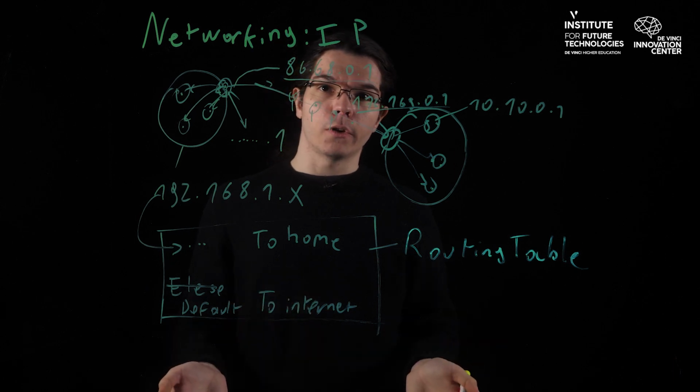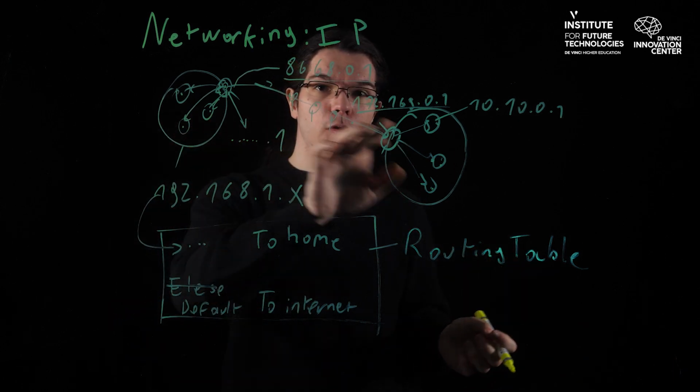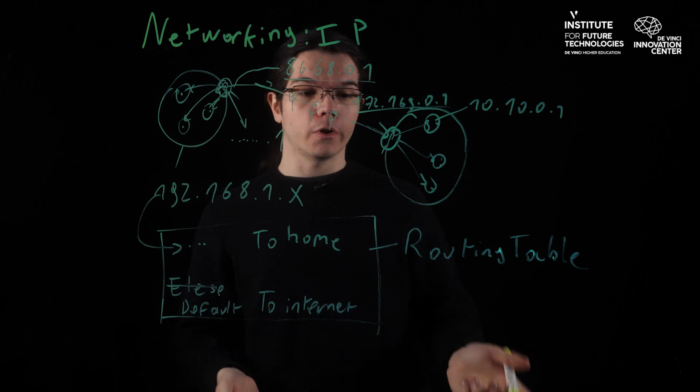All right, so what we've seen so far is that all the computers are connected using IP addresses, and they know how to forward requests using routing tables.